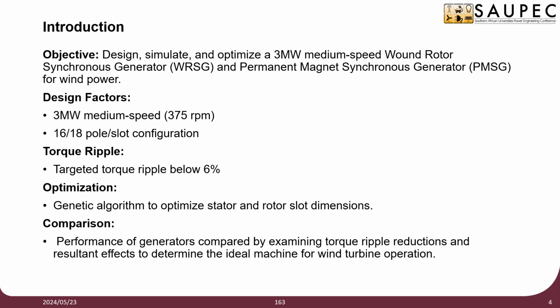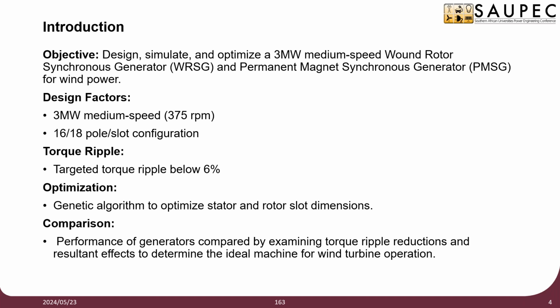ANSYS Maxwell was used for finite element analysis, and the designs were optimized using a genetic algorithm to vary the stator slot height and width for both machines and rotor slot dimensions for the WRSG. This was done by giving the algorithm maximum, minimum, and starting values for the widths and heights. The starting values were the values calculated for the conceptual design.